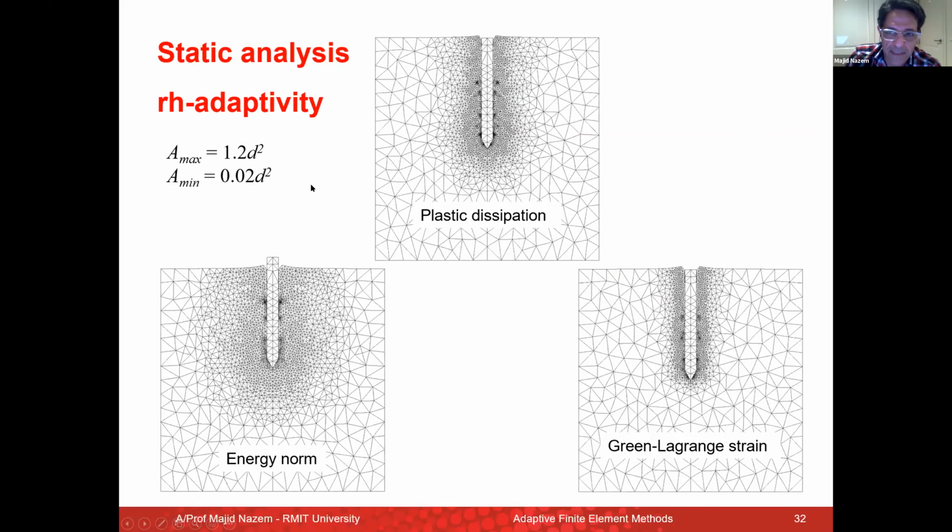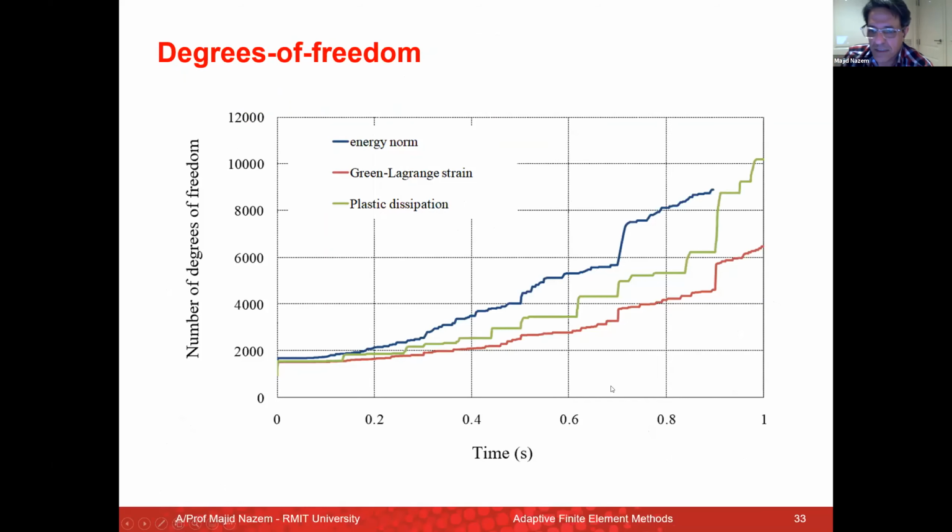During the adaptive analysis, the minimum area is limited to 0.02 d squared. Now, you can see the meshes at the end of each analysis by energy norm, plastic dissipation, and Green-Lagrange strain. More or less similar meshes, but the time and the degrees of freedom are a bit different. So here we have the growth in the number of degrees of freedom versus analysis time for each of these methods: Green-Lagrange strain, plastic dissipation, as well as energy norm. And here again, my money is basically on the Green-Lagrange strain error estimator.